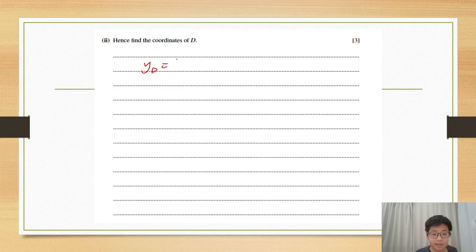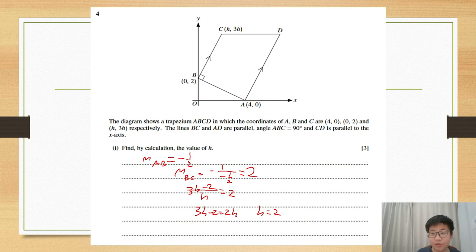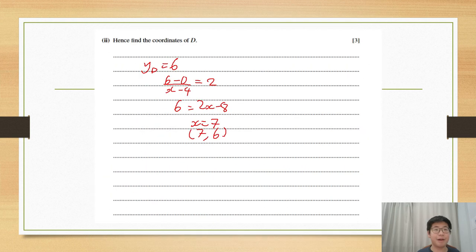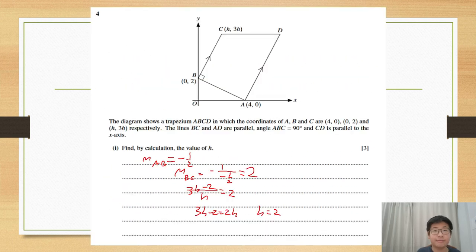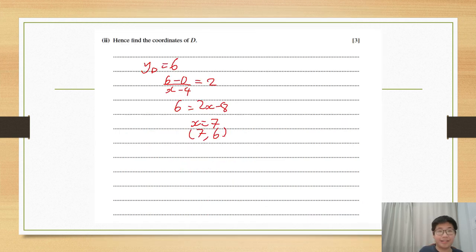Now the coordinate of D is 6. So 6 minus 0, we calculate the gradient over, we have the x coordinate, so we put x because we don't know. And then it is 2, and then we calculate this, 6 equals 2x minus 8, x equals 7. So 7, 6. There. So we just use basic coordinate geometry. Sometimes it's useful to annotate the diagram, but in this case, you don't need to because it already shows that BC and AD are parallel. And x equals 7, so (7, 6), right? Because the y coordinate is the same, as it's parallel to the x-axis.